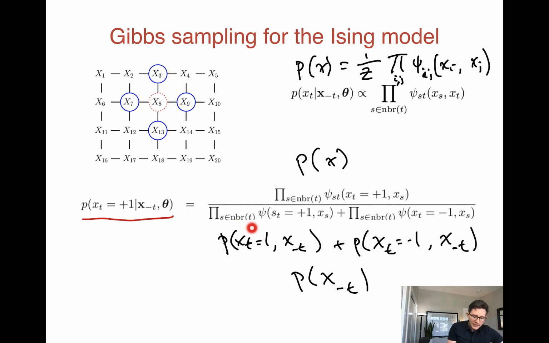On the bottom, I have exactly the same thing. So notice that this thing and this thing match, and this thing is exactly the same. I've just substituted in xt equals -1 here. Notice we need a normalization constant for the top and bottom, but that normalization constant cancels. So that goes away. That's why I didn't write it.